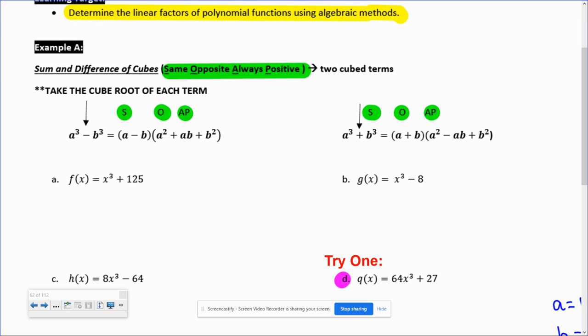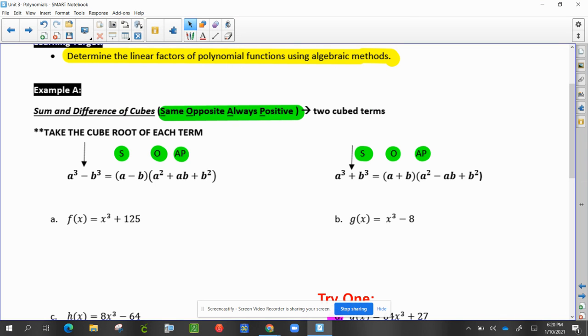Okay. So there's a certain pattern in how these factor. What you're going to do is take the cube root of each of your terms, so whatever the cube root of the first term is and the cube root of the second term. And when we factor, we put them in this general form. The A and the B represent the cube roots of these. A would be the cube root of whatever that first term is, B would be the cube root of the second term, and then it goes into this pattern.